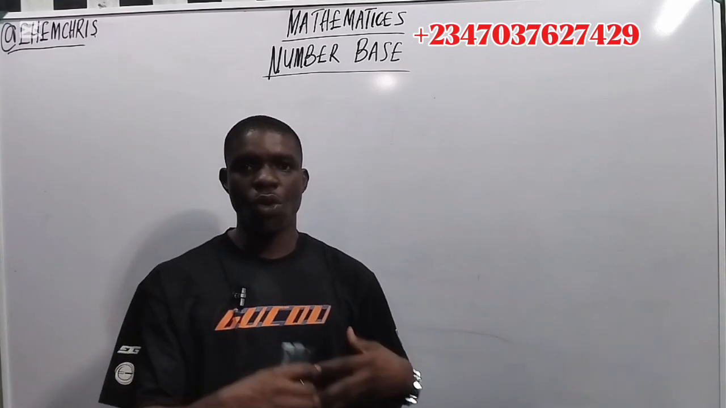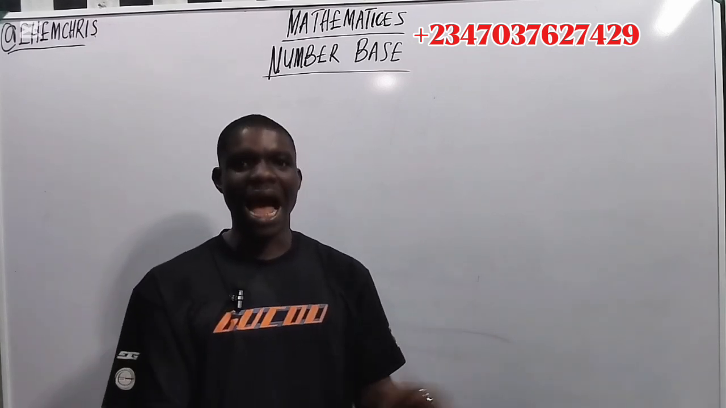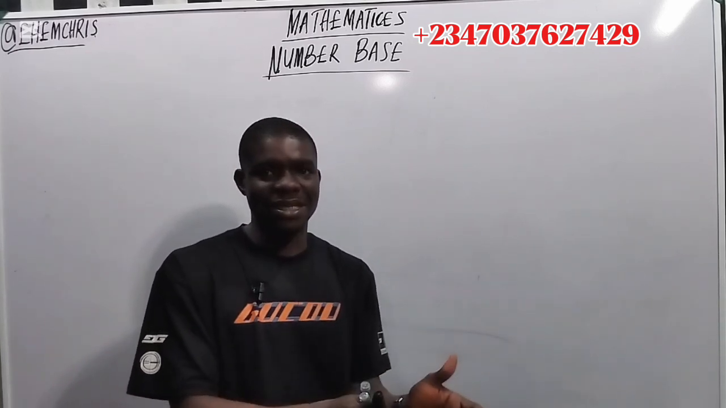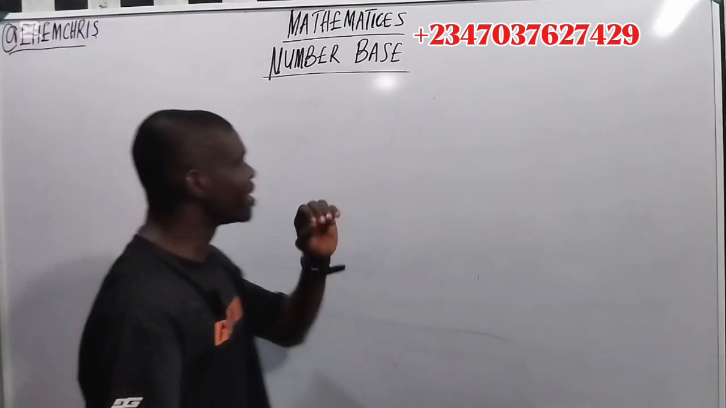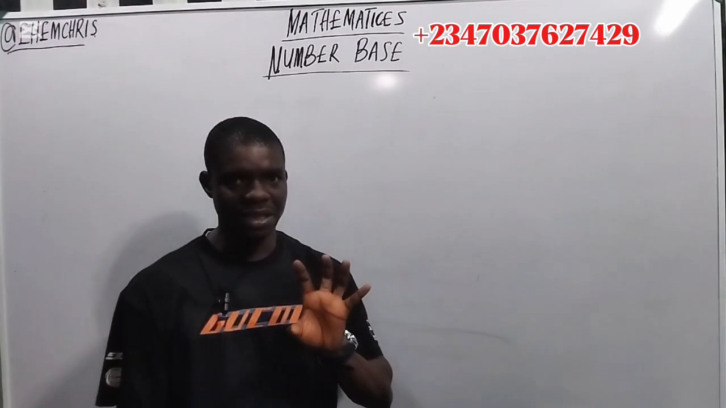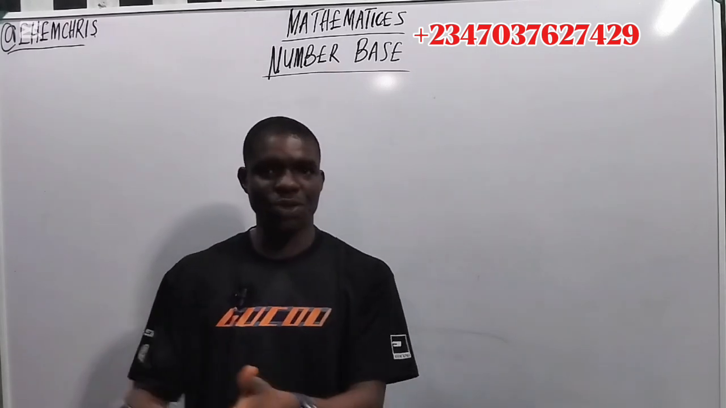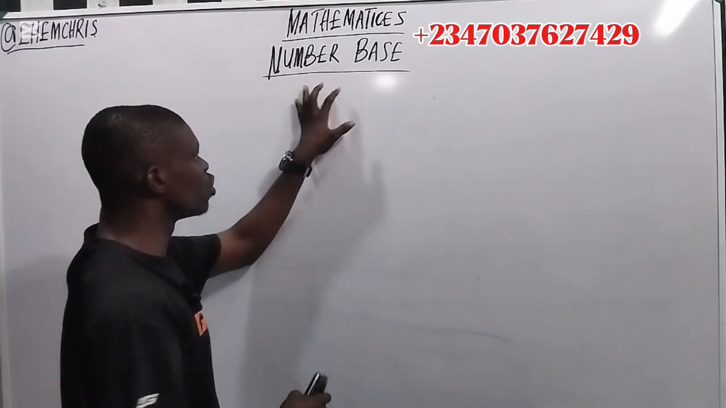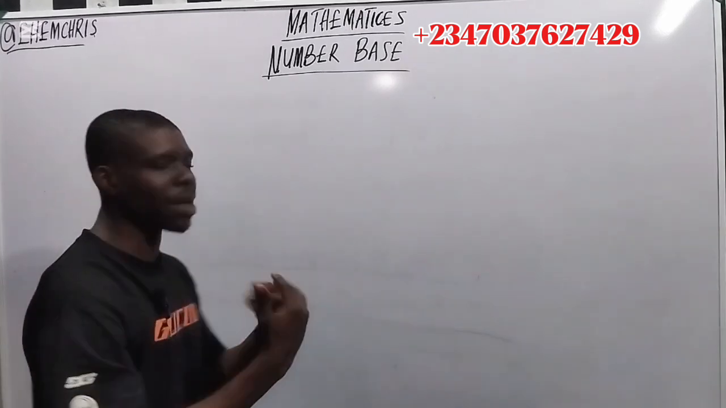In chemistry, what you use in measuring anything at all is the mole, and one mole of anything is equal to Avogadro's number. Number base is the same thing. In mathematics, when we talk about numbers, what is used in measuring or counting numbers is the number base. And we have different types of number base.